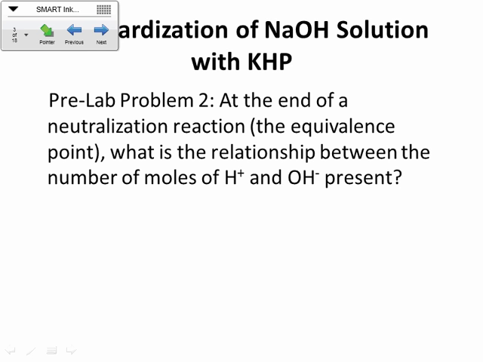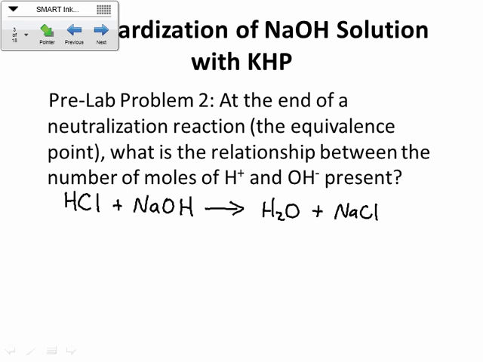Number 2. At the end of a neutralization reaction, which is the equivalence point, what is the relationship between the number of moles of H+ and OH- present? We need to talk about this a little bit. The classic example here is if you react HCl plus NaOH. You can think of this as a wife swap from last year, even though we know those don't really exist. The H+ ends up going with the OH- and makes H2O. And then you end up with NaCl.